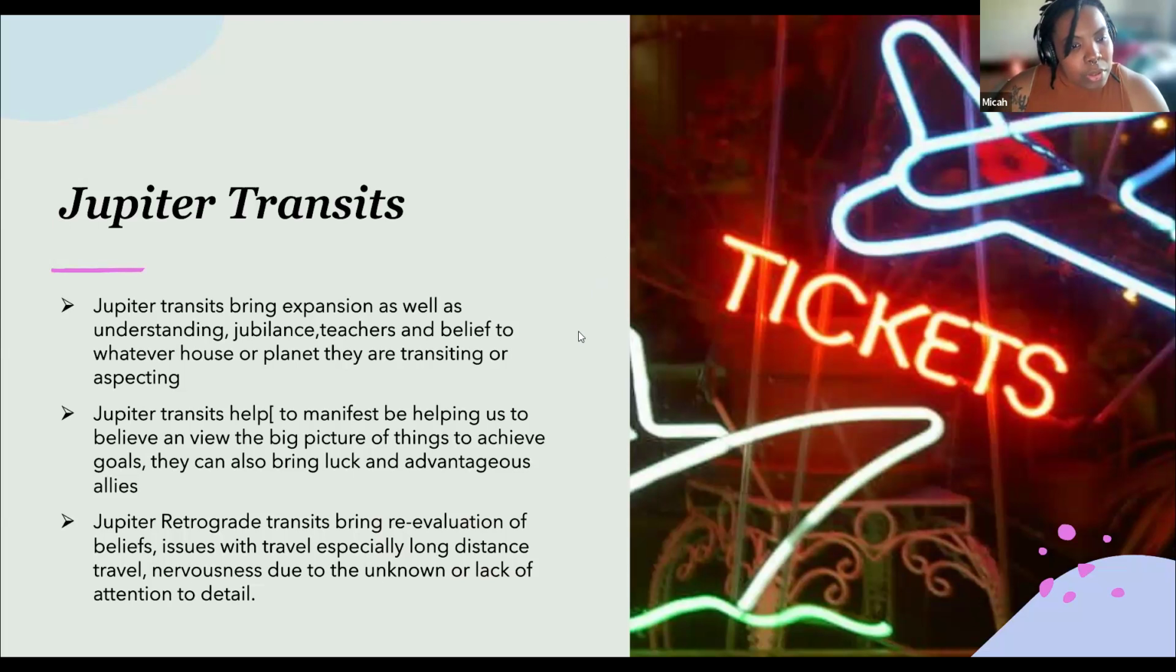Jupiter transits help. Another typo. I don't know why that little square thing is there. It helps to manifest. Ooh, typo. I thought I would make it through this whole presentation without any typos. It helps us to believe and view the big picture of things, to achieve goals. They can also bring luck and advantageous allies. So it can bring people to you that will help you build and make your goals into reality.